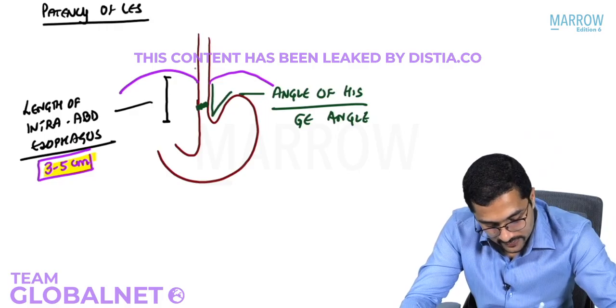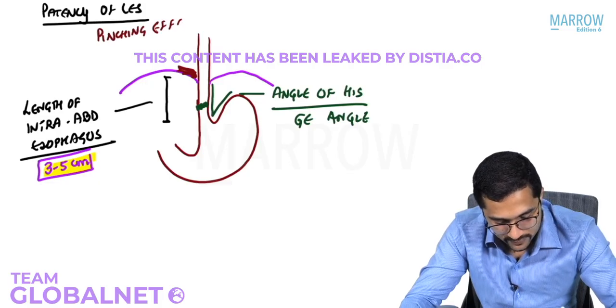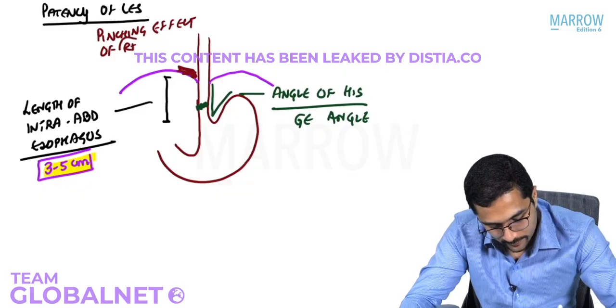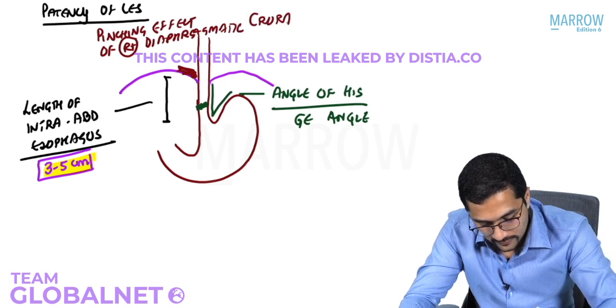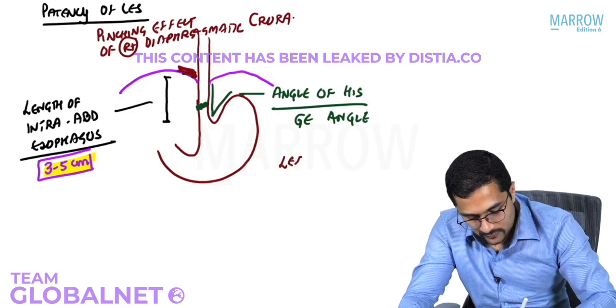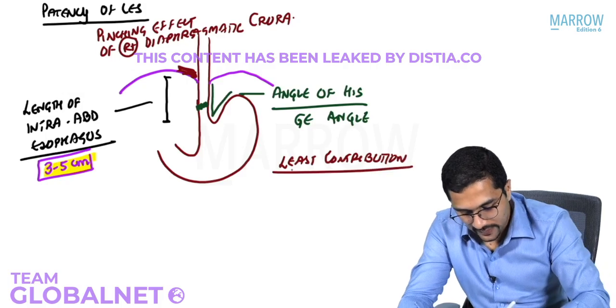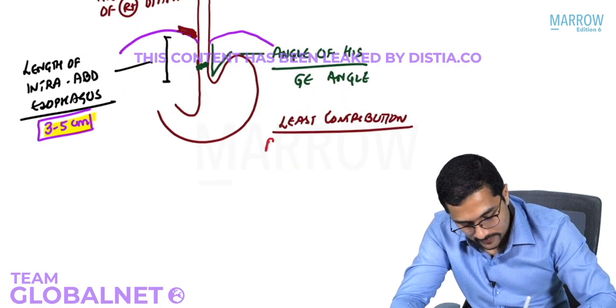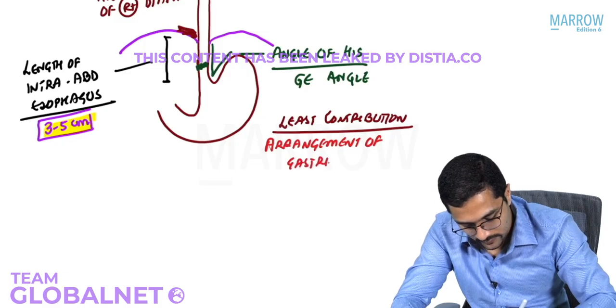The third factor is the pinching effect of the right diaphragmatic crura. And the least contribution is by the arrangement of the gastric mucosal folds.